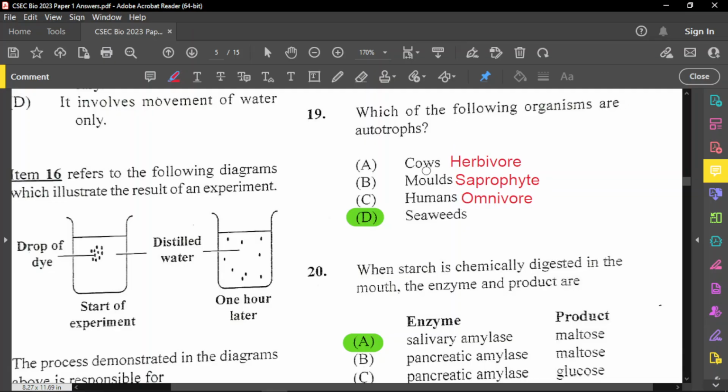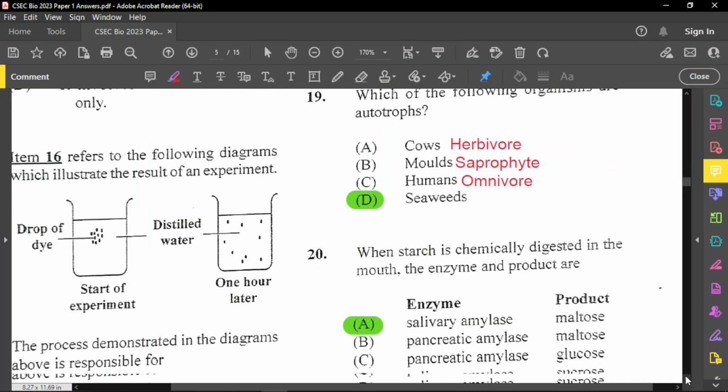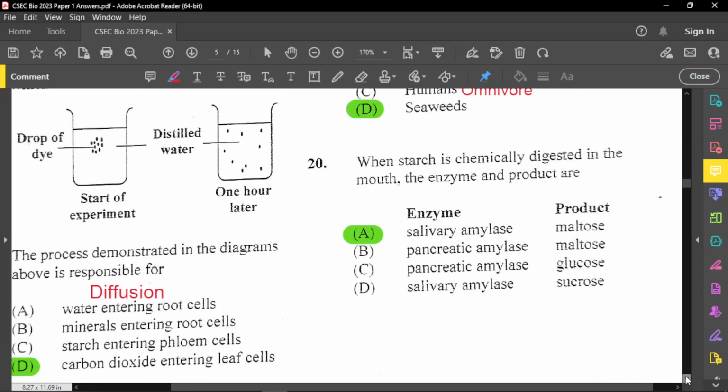All right, so cows, moles, humans, they are heterotrophs. And so we have different forms of heterotrophs. You have herbivores, and you have saprophytes for the moles. We have humans, most of whom are omnivores because we eat both plants and animals. Some of us are vegan. If you're a strict vegan, then definitely you're just a herbivore. But generally, human beings are omnivores.